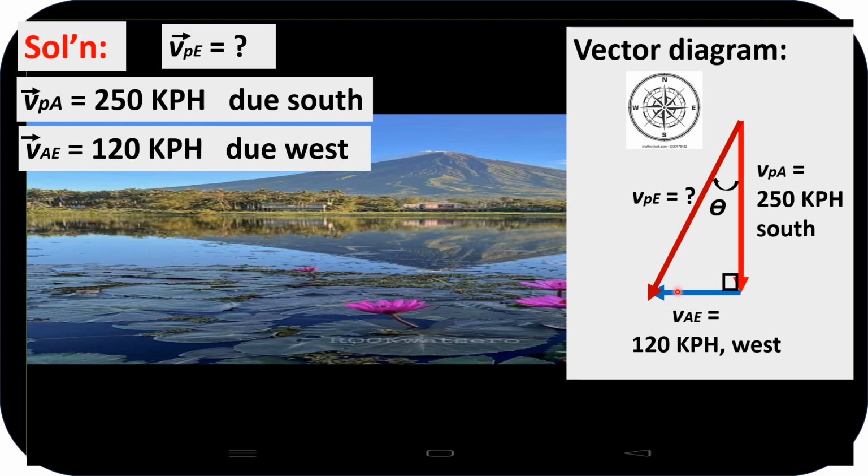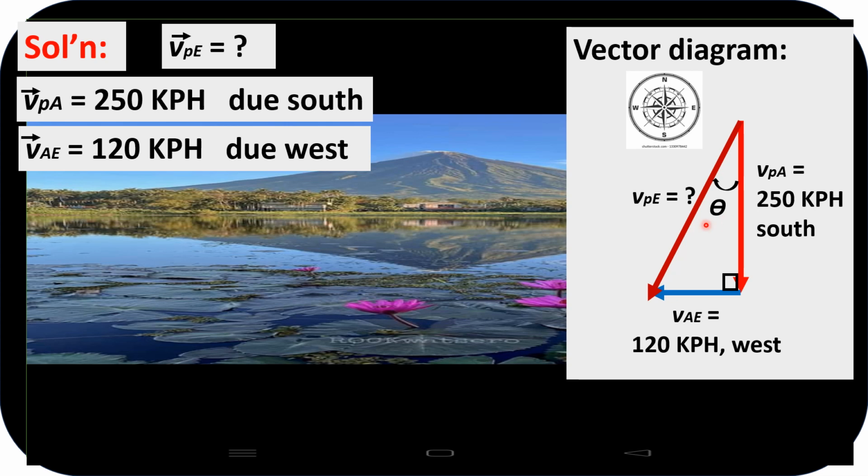The direction of the resultant vector v sub PE is represented here by the angle theta. Angle theta is the angle measured from the south geographic direction. In terms of degrees, how many degrees is the resultant vector v sub PE from vector v sub PA? So that is the meaning of angle theta.